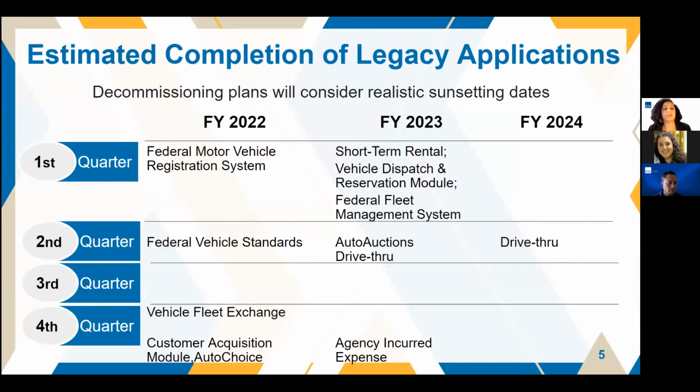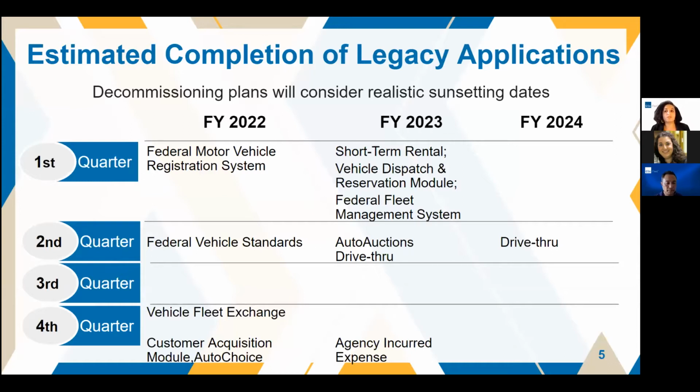And in the second quarter, we'll be releasing the federal vehicle standards. In the fourth quarter of FY22, we'll be releasing VFE, CAM, and auto choice. In FY23, we'll be releasing the short-term rental module, the vehicle dispatch and reservation module, Fed FMS, and in the second quarter, auto auctions and parts of drive-through, as well as in the fourth quarter, agency incurred expense, and then the rest of drive-through.